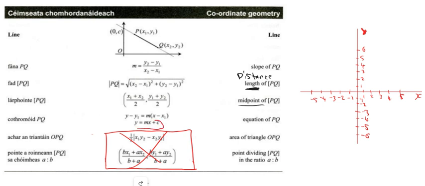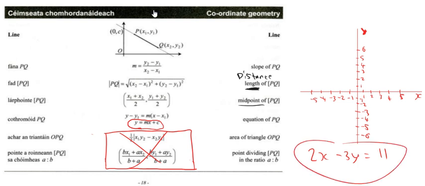This here isn't a formula really that we sub into. That's more used for if I have something like the line 2x minus 3y is equal to 11, something like that, and I want to know what's the slope of this line, and what's the c bit, the y-intercept.